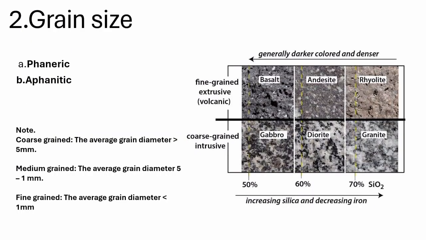Then comes the grain size or granularity. Grain size in an igneous rock varies considerably. It ranges from several meters to less than 0.1 millimeter. The mostly described terms are phaneritic, which refers to rock in which individual mineral grains can be seen with the naked eye. And then comes the aphanitic, which refers to rock in which individual mineral grains are not visible with the naked eye or without a microscope.